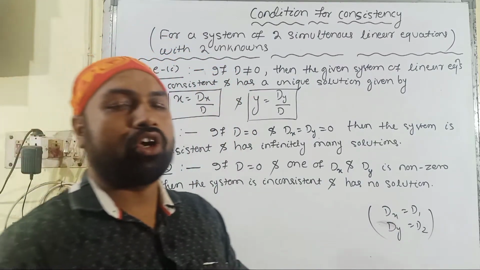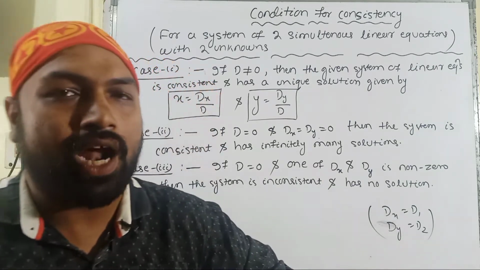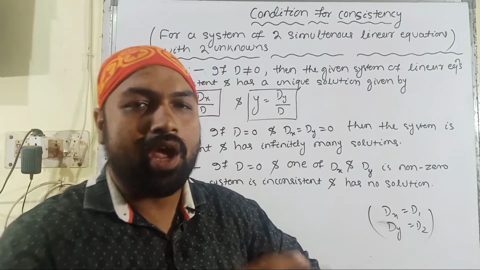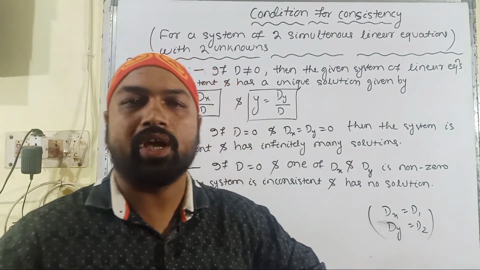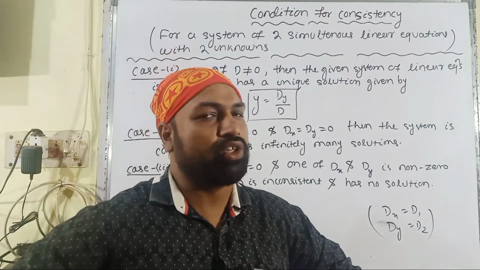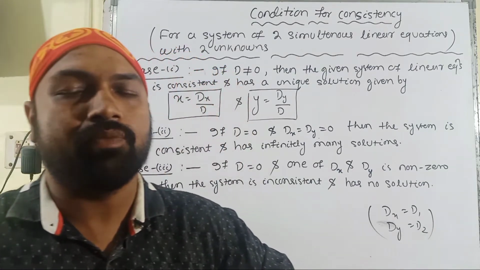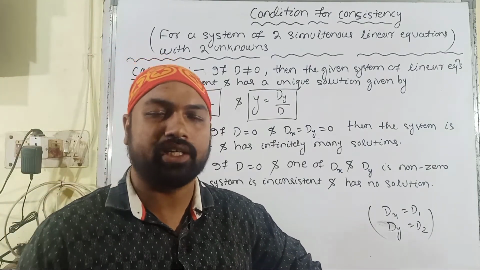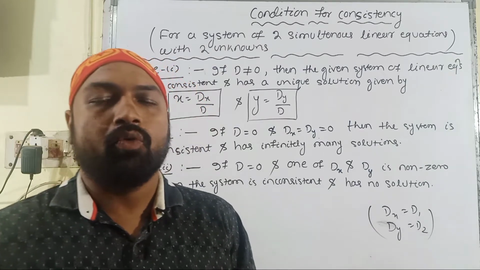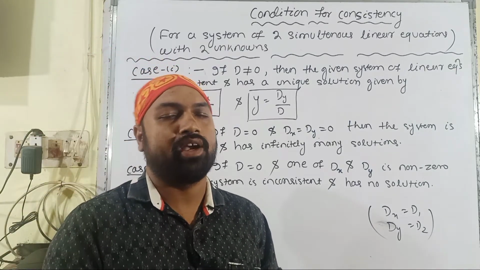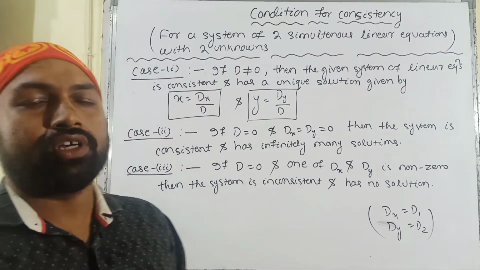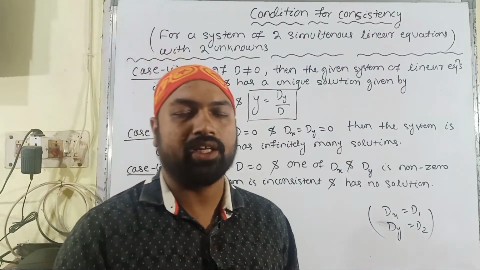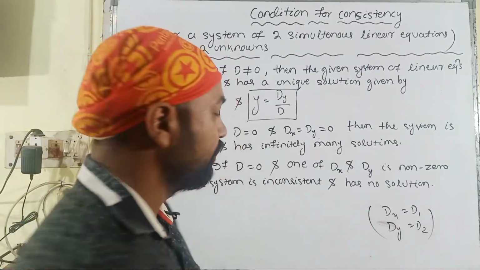Similarly, let us go through the condition for consistency, inconsistency and the number of solutions of three simultaneous linear equations having three unknowns. That means a1x plus b1y plus c1z is equal to k1, a2x plus b2y plus c2z is equal to k2 and a3x plus b3y plus c3z is equal to k3. Here we again have to discuss three cases: one solution, no solution and an infinite number of solutions. So let us discuss the conditions for consistency, inconsistency and the number of solutions in the case of three simultaneous linear equations having three unknowns.